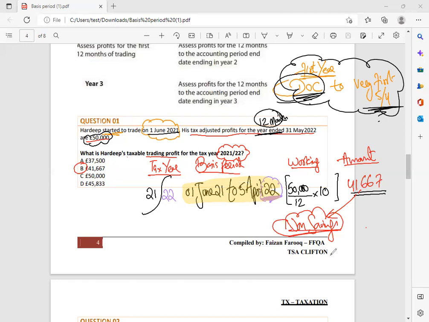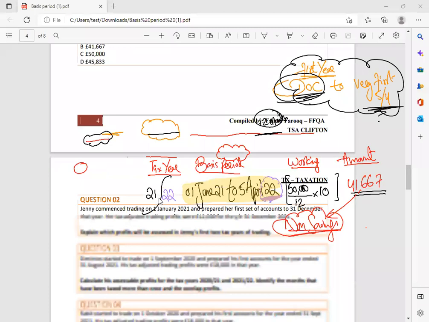The amount of 50,000 is for the year end. Year end means 12 months. And we make this period, which is highlighted in yellow. You just told me 10 months. So the answer is 41,667. This is the first year rule for basis period. Any questions, you can ask me. Otherwise, you can copy it. Okay.